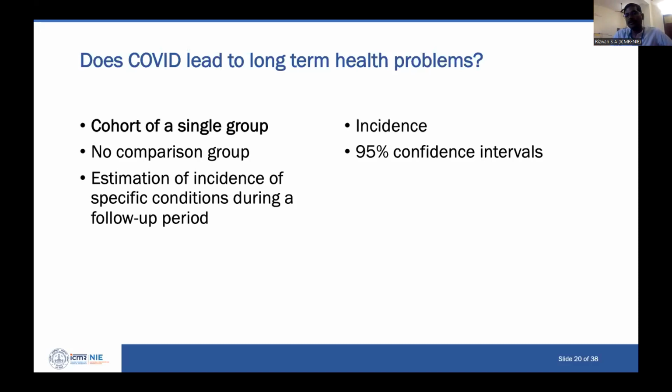So out of say 1,000 people who had COVID, 5% developed headache, 10% developed memory problems, 5% developed body ache or something like that. So in such designs, you can estimate incidence and 95% confidence intervals. So please remember, in cohort studies, we can calculate incidence and confidence intervals, whereas in cross-sectional studies, we estimated prevalence and 95% confidence intervals.